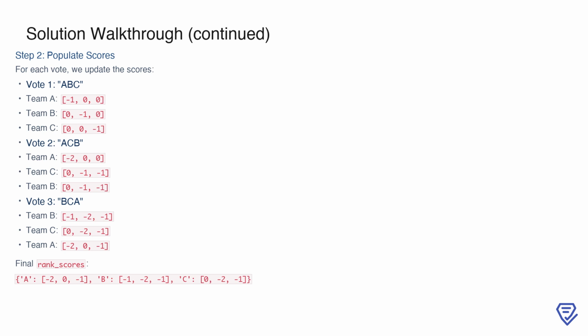For the second vote, ACB, Team A receives another first place vote, making its score -2, 0, 0. Team C receives a second place vote, and Team B gets a third place vote. Finally, for the third vote, BCA, Team B is ranked first, Team C is ranked second, and Team A is ranked third. After processing all the votes, the final rank_scores dictionary contains A: -2, 0, -1, B: -1, -2, -1, C: 0, -2, -1. This structure now encapsulates how each team performed across all ranks.